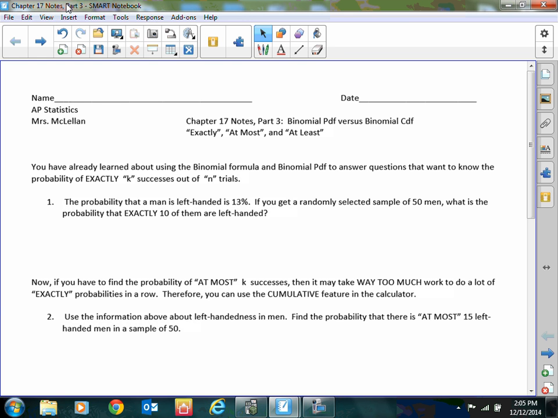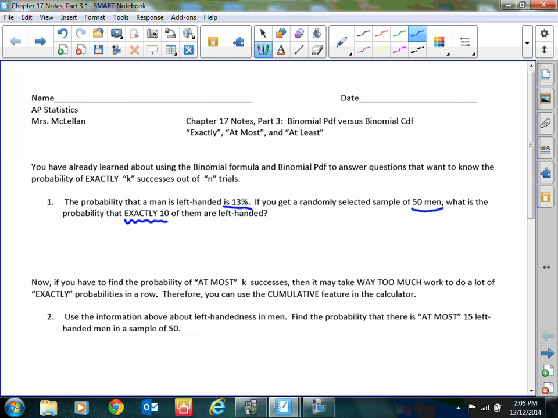Really understand fully exactly what you do and what work you show for your binomial PDF versus CDF. So here we go. Number one is a review of what we have already done. On this page we'll be talking about the probability of a left-handed man being 13%. If you get a randomly selected sample of 50 men, what's the probability that you get exactly 10 of them?